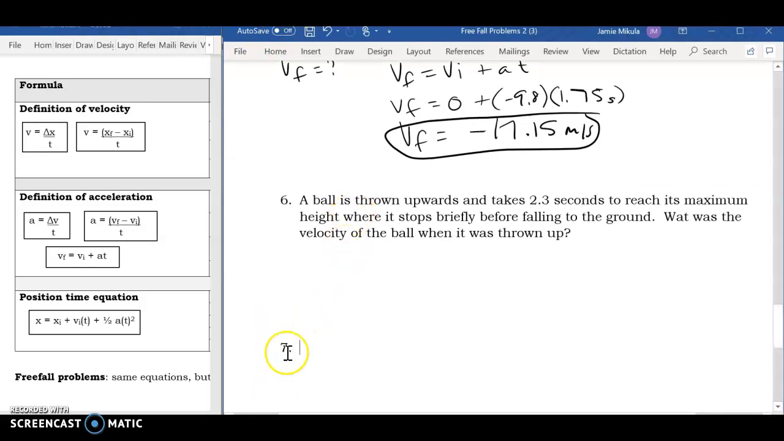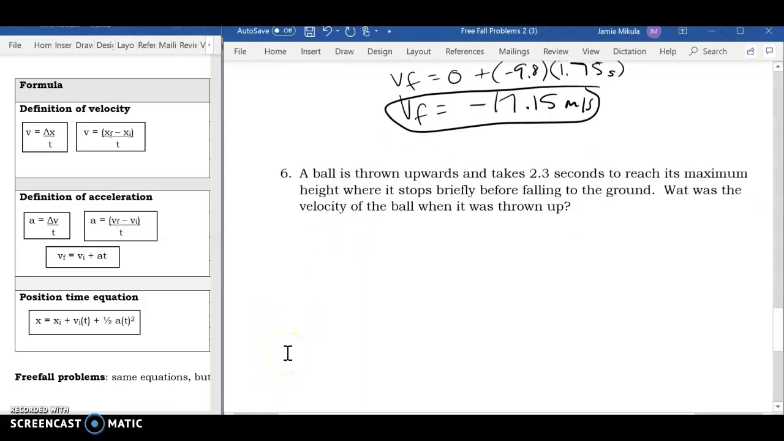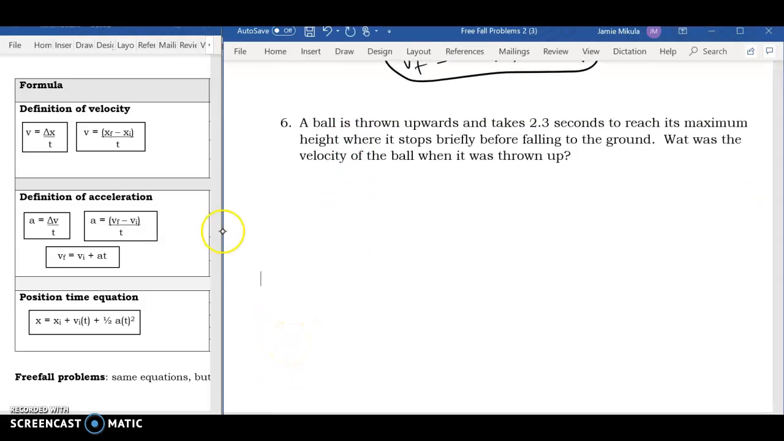Okay, number 6, last one. A ball is thrown upwards. Okay, so we're going in this direction. It takes 2.3 seconds to reach its maximum height, where it stops briefly before falling to the ground. What was the velocity as it was thrown up? So we want to know the initial velocity. We don't know. It took 2.3 seconds. We have a final velocity of 0 because it stops at the top, and we have the acceleration of negative 9.8 meters per second squared.